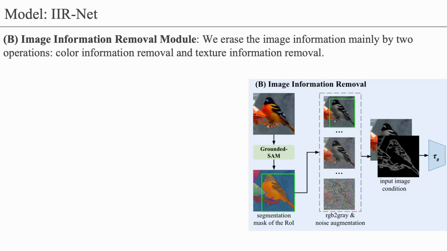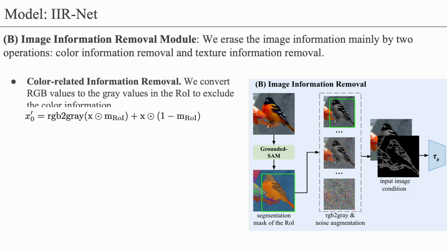As we discussed in previous sections, directly incorporating the original image can lead to an identical mapping issue. Therefore, we propose our second part, the image information removal method. We erase the image information by two operations, color information removal and texture information removal.